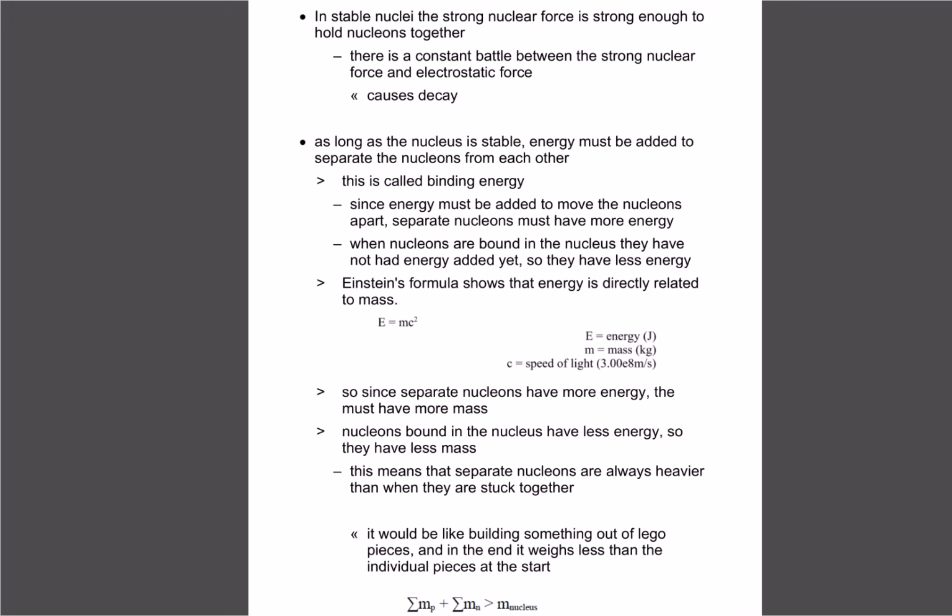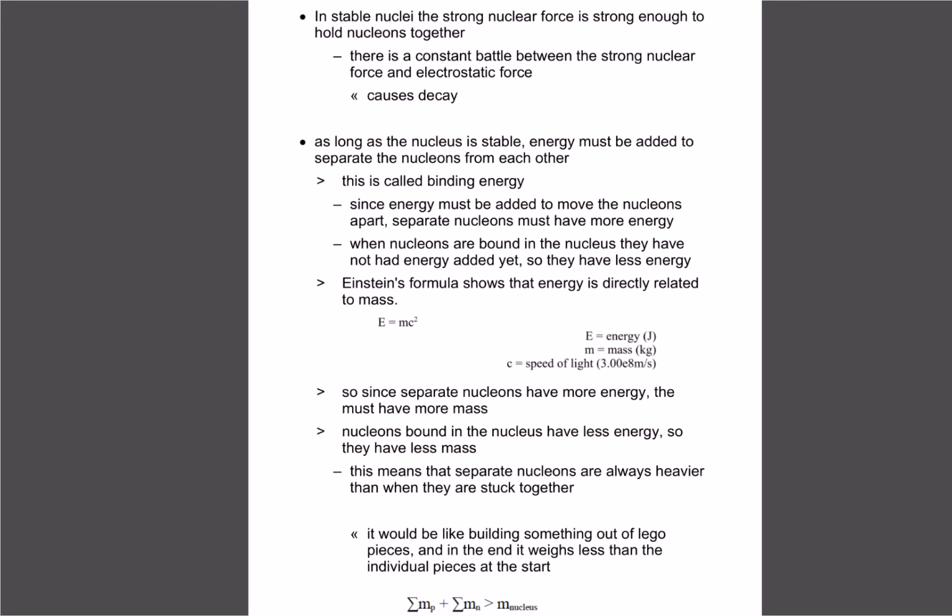So Einstein basically did some work in this area, and he found out that the masses of the neutrons and protons when they're separate was actually bigger than when you put them all together in an element.